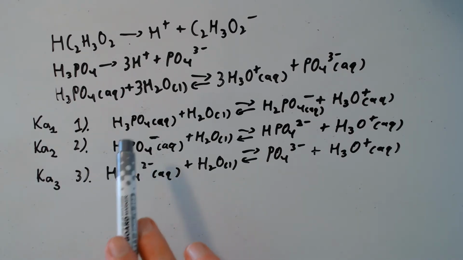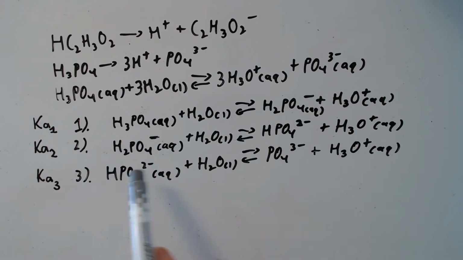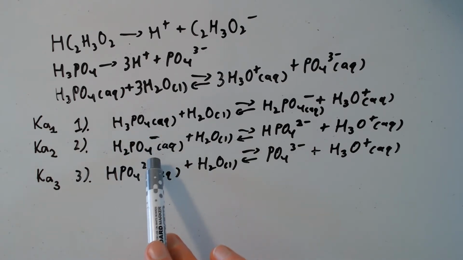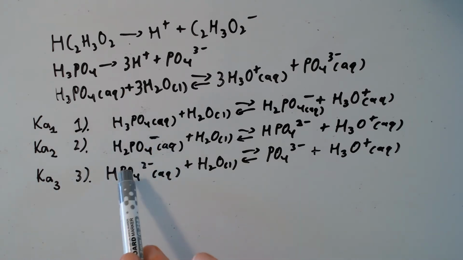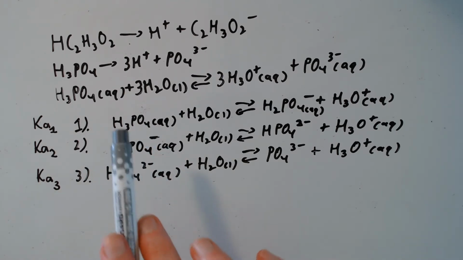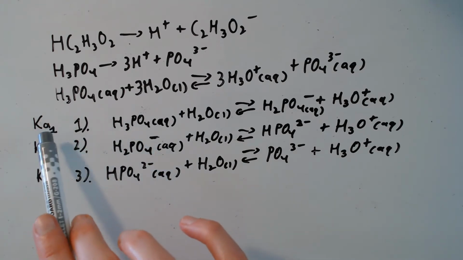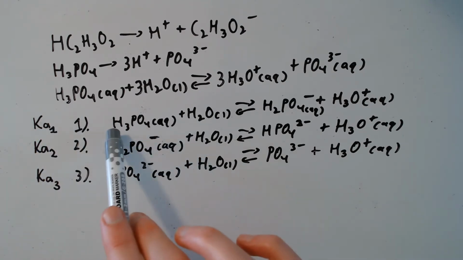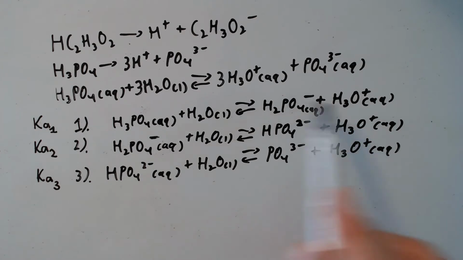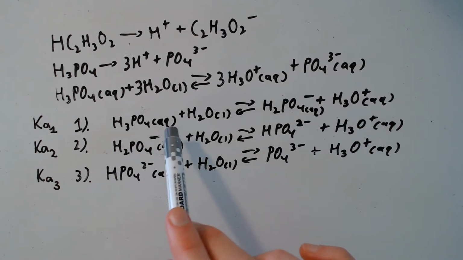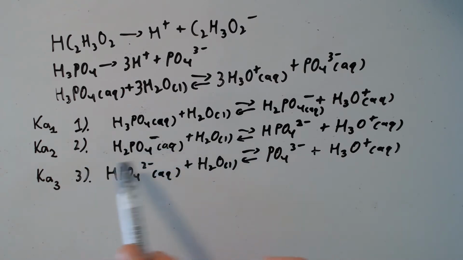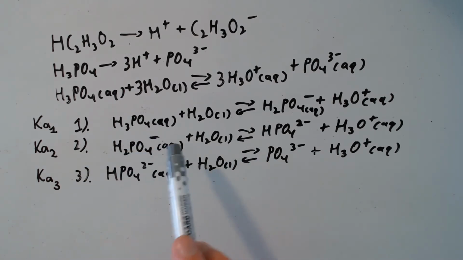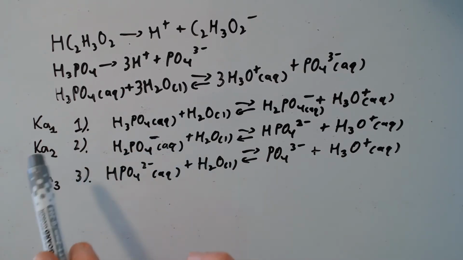Now, because it becomes more and more difficult to take an H plus away from these more and more negative acids, the Ka's for each of these reactions is different. In fact, for the first reaction, the Ka is the highest because it's the easiest to take off an H from H3PO4. Then the Ka for the second reaction is lower because this is more negative and it's more difficult to take away positive H pluses. So this Ka is lower.